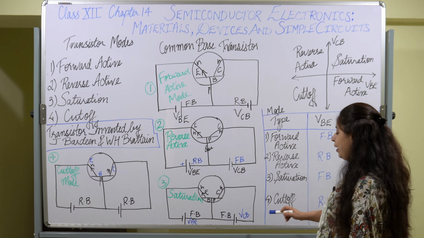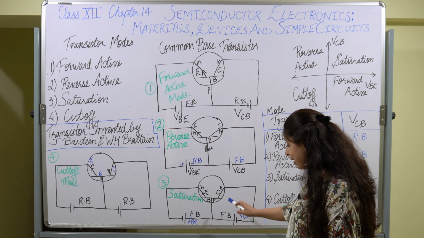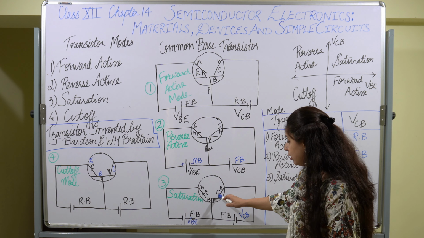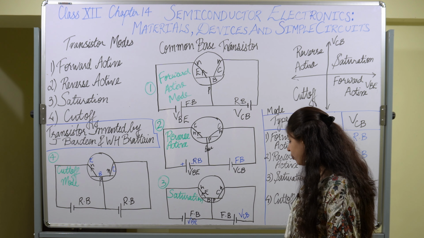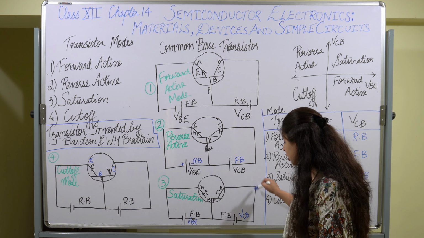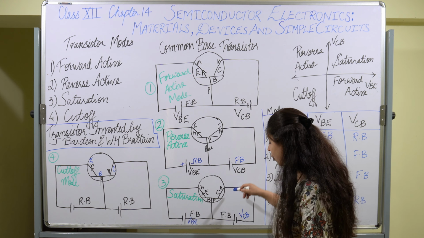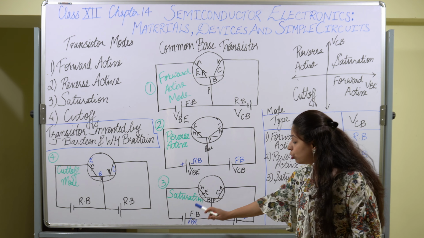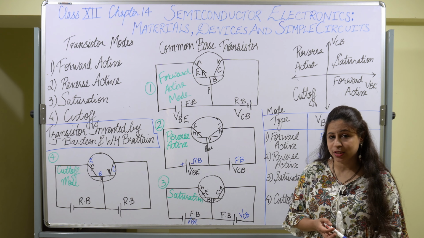And also the collector to base region: the collector is an N-type semiconductor, so it is connected to the negative terminal of the battery, and again it forms the forward bias. So in the saturation region, both of my regions will be connected in the forward bias mode.